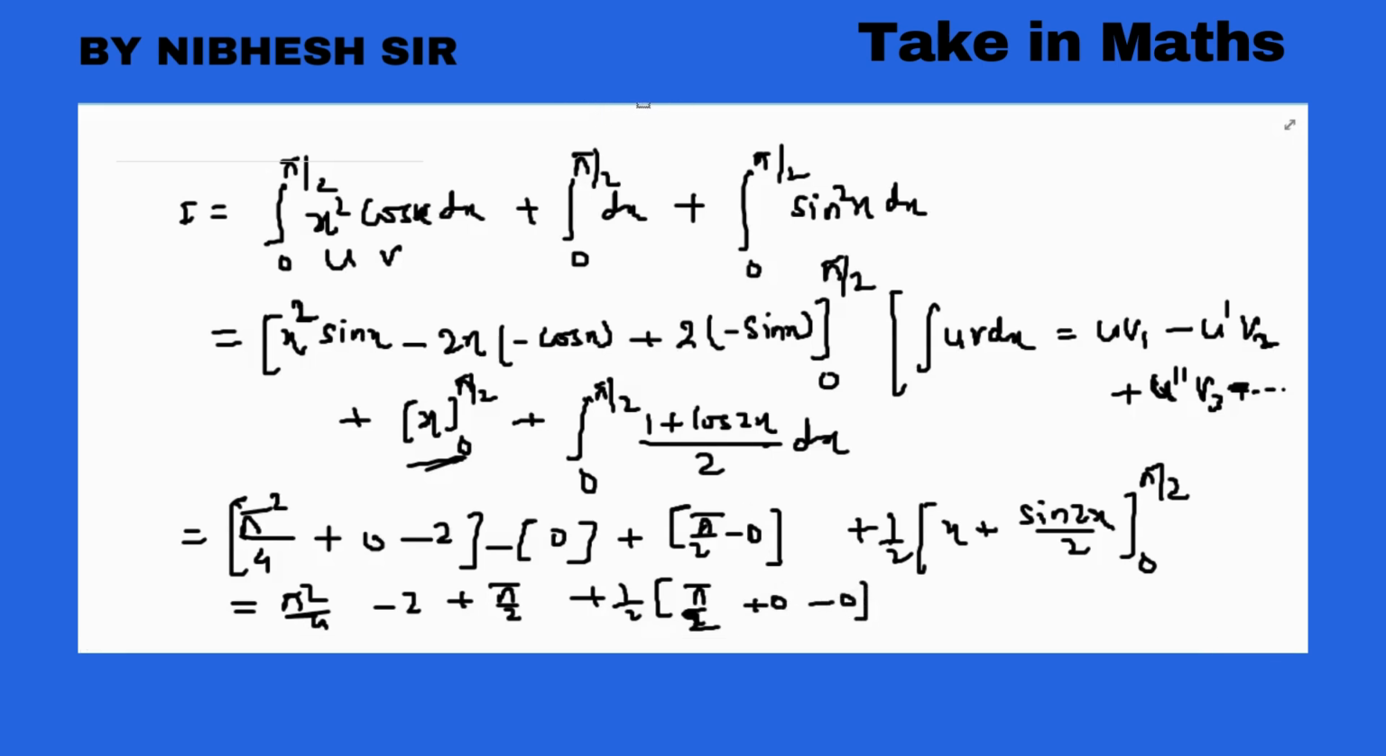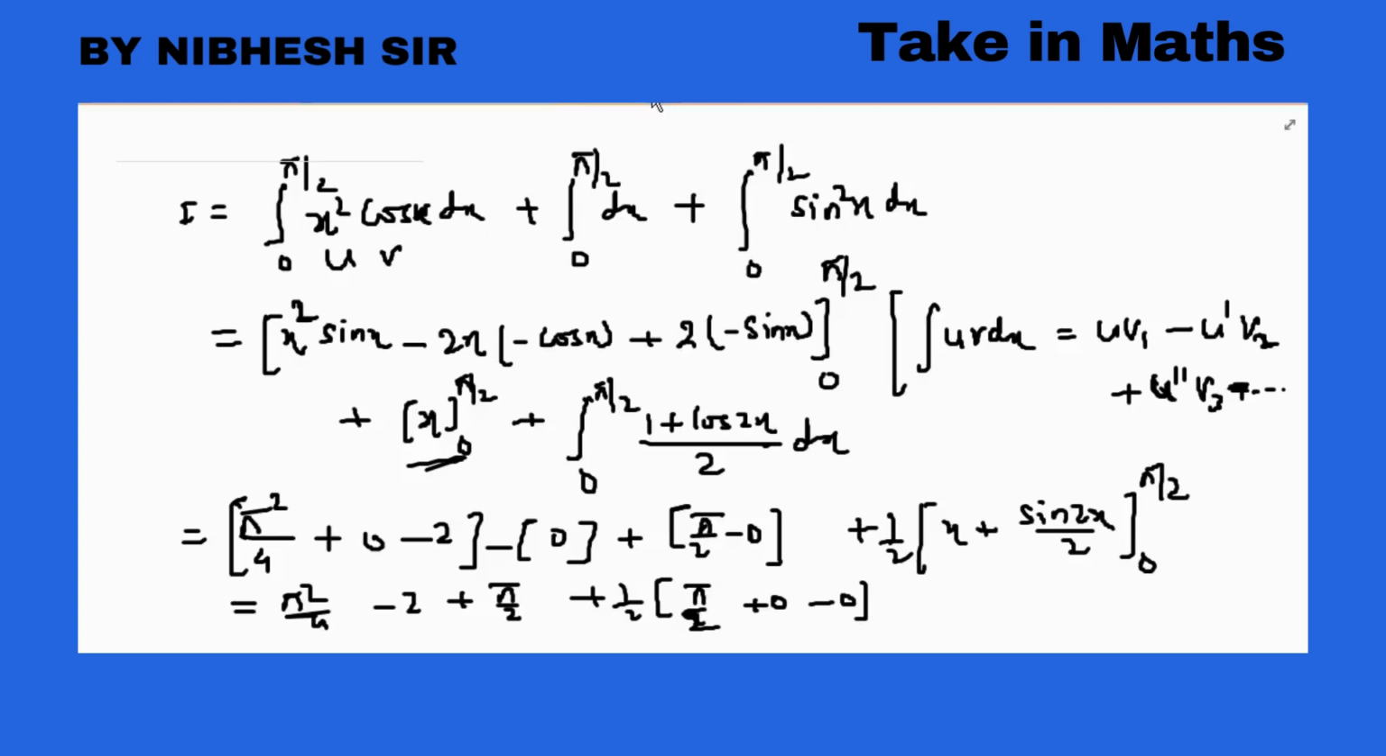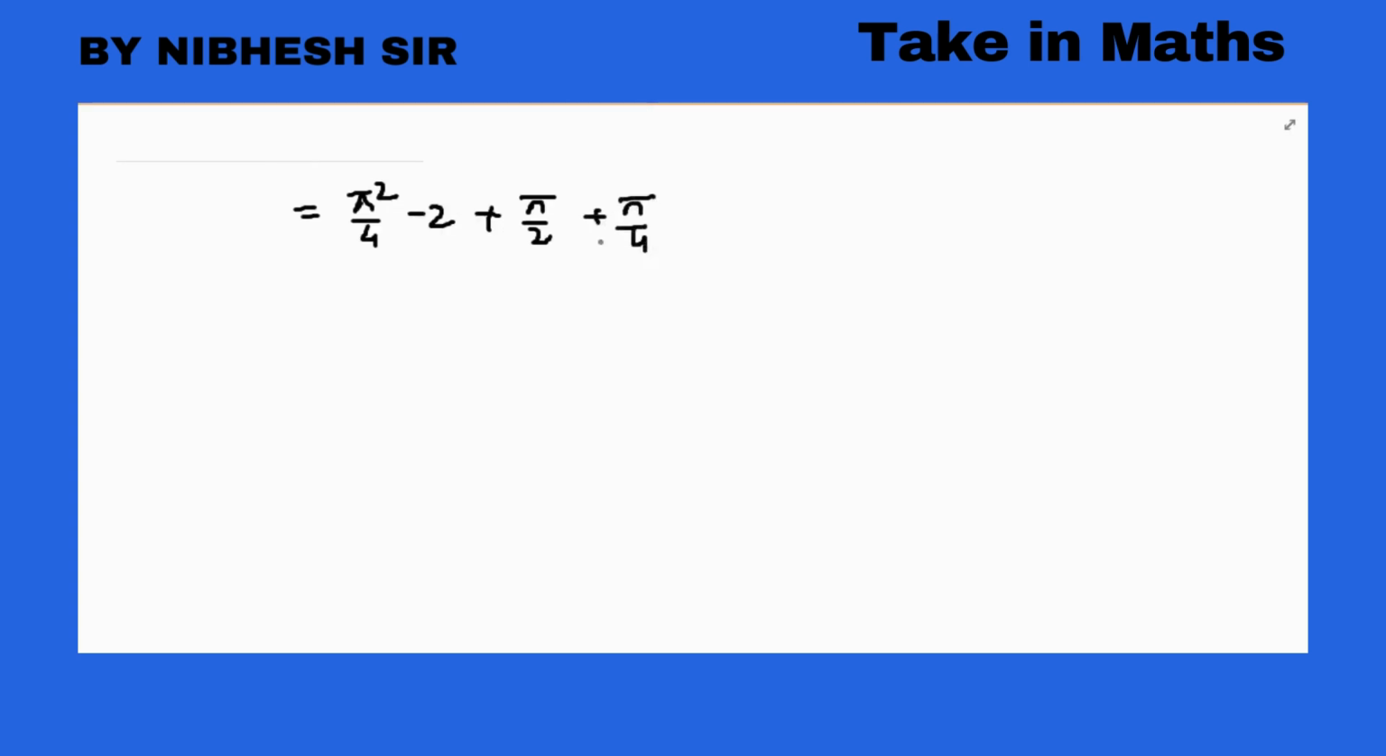So finally we have pi square by 4 minus 2 plus pi by 4. Simplifying, pi square by 4 and pi by 4 together give pi square by 4 plus pi by 4, so 3 pi by 4 is not needed; we have pi square by 4 plus pi by 4 minus 2. So what we can take common here is pi by 4, so this is pi by 4 times pi plus 1, minus 2.